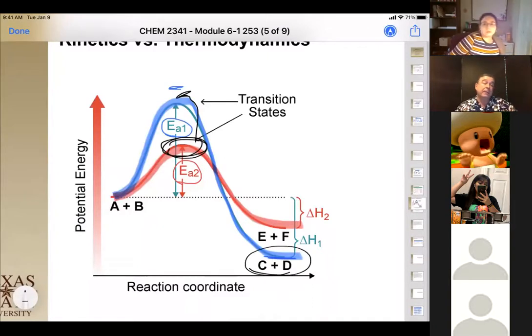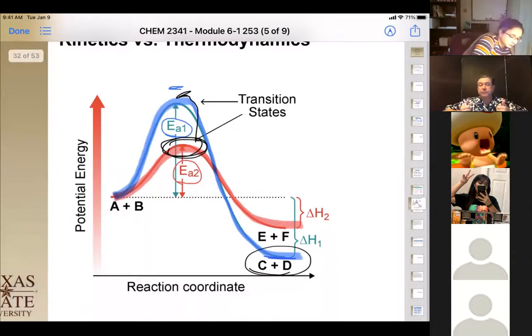So raising the temperature can be good for you by speeding things up, but it can be bad for you by changing the products because of the thermodynamics. Questions on that? Okay, so we have a competition between the kinetics and thermodynamics.